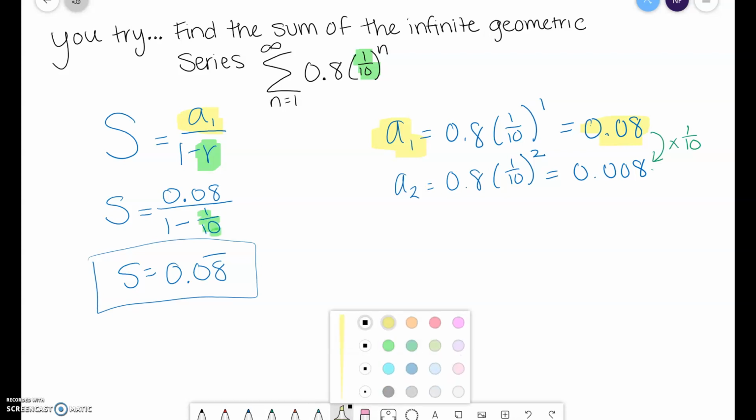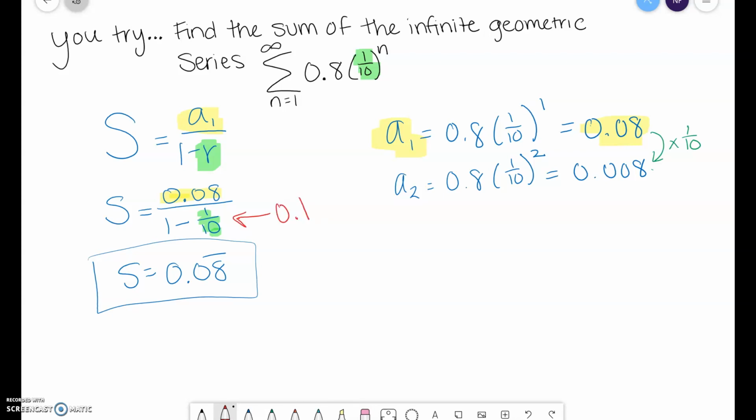And then you go ahead and plug it into your calculator. Again, if you did 0.1 instead of 1 over 10, that is completely fine. It's the same thing. So then you get a final answer of the sum equals 0.08 repeated.